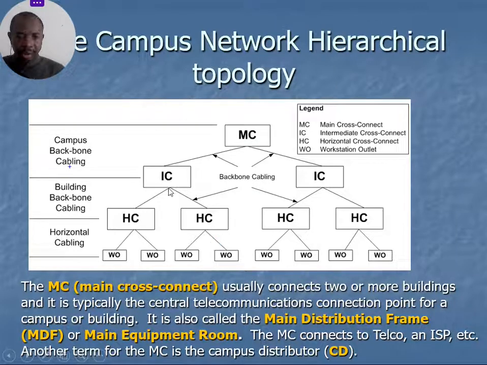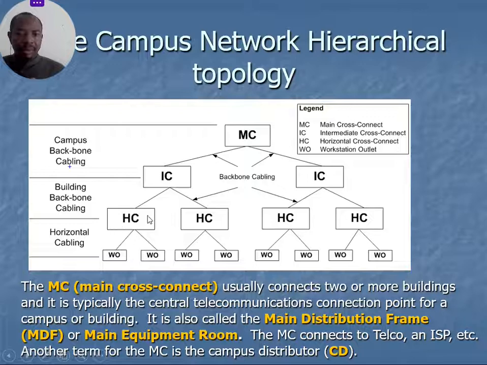So in one building you may have more than one horizontal cross connect. Because a building could be large, it could even include many floors, maybe up to 5 floors. Like campuses here in Malaysia, one building in the campus could be 5, 6, 7 floors. They all have elevators to every floor. So that's why in one building you have more than one horizontal cross connect.